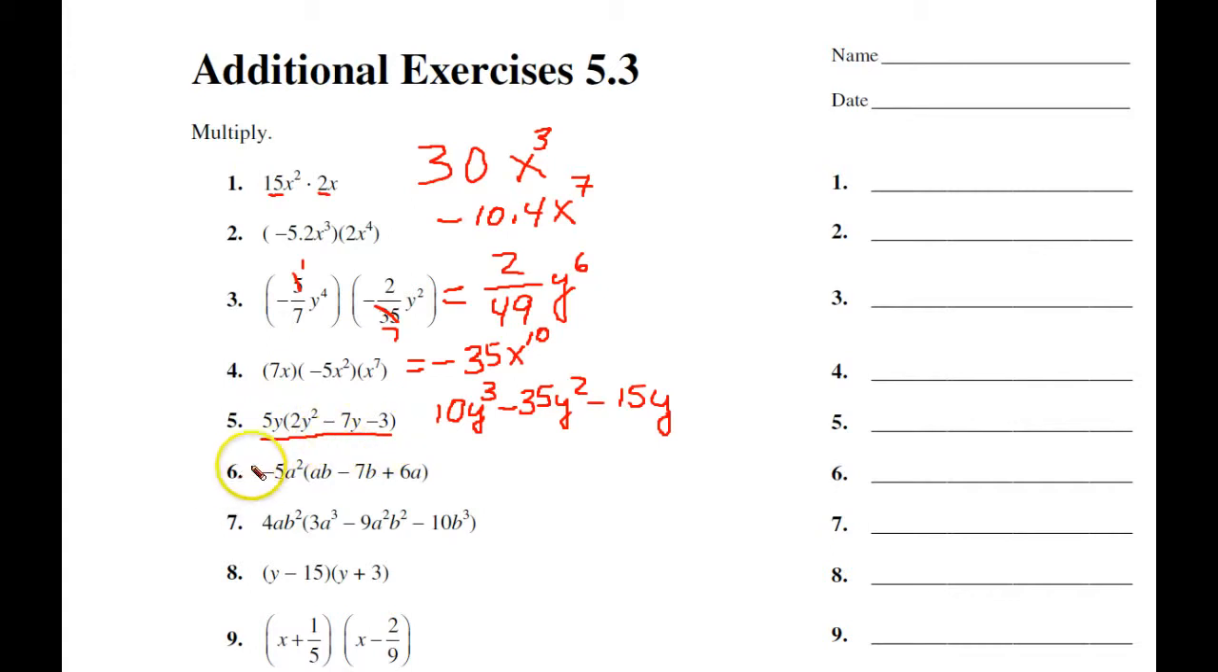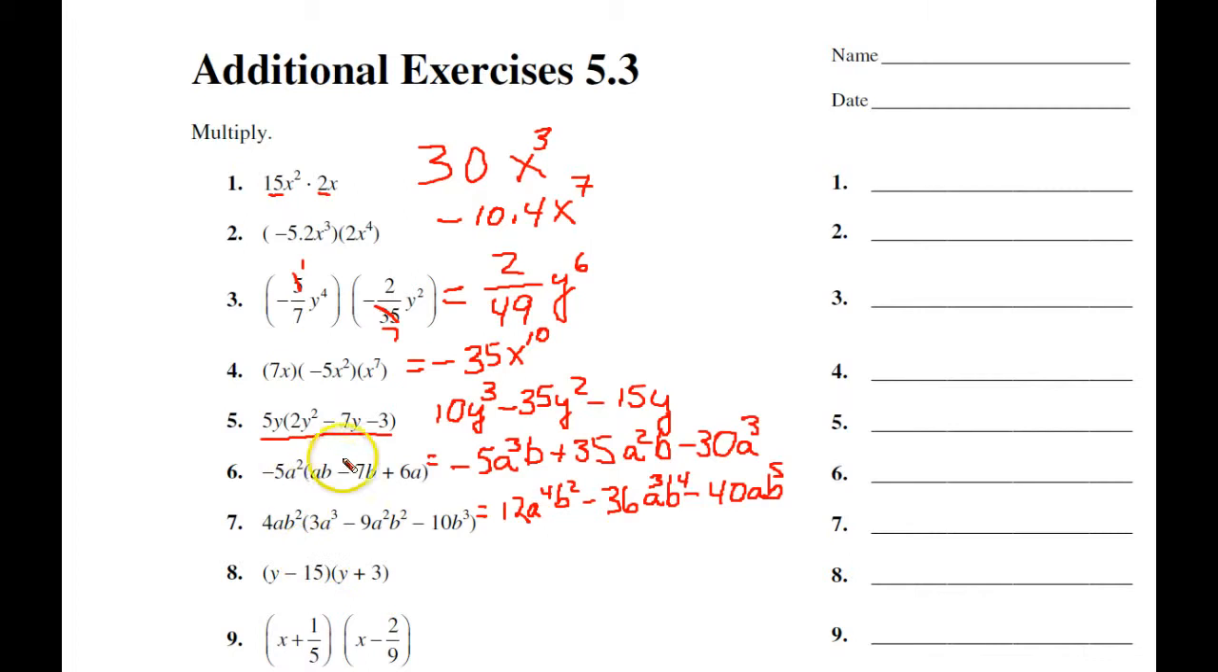All right, number 6. Again, we're going to distribute, and let's watch the signs. Okay, so we're just checking the signs. Negative times a positive gives me a negative. Negative times a negative gives me a positive. Negative times a positive gives me a negative. And we're just adding all our exponents. And the same for number 7.